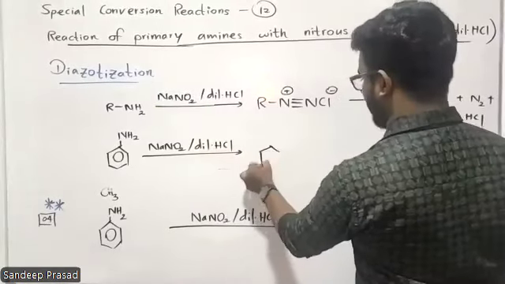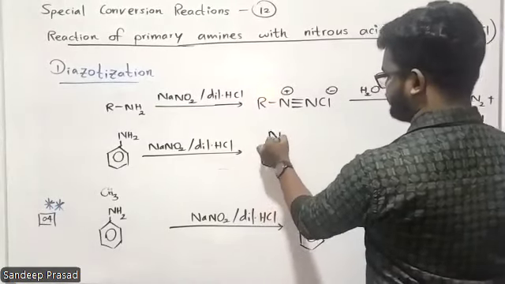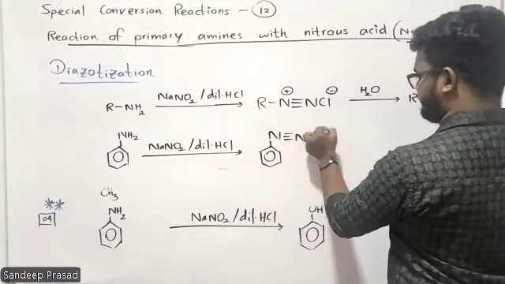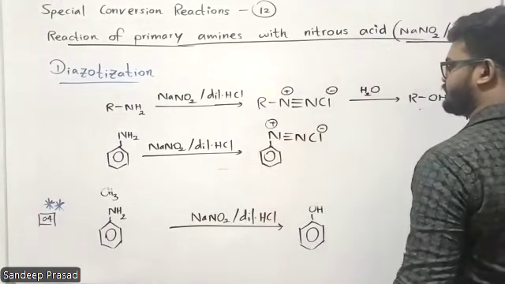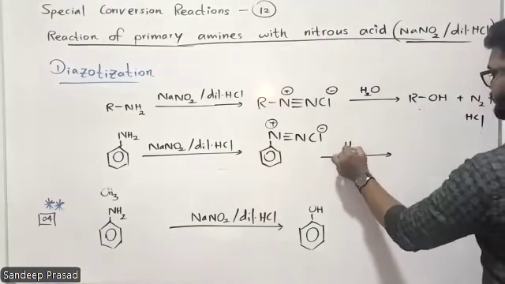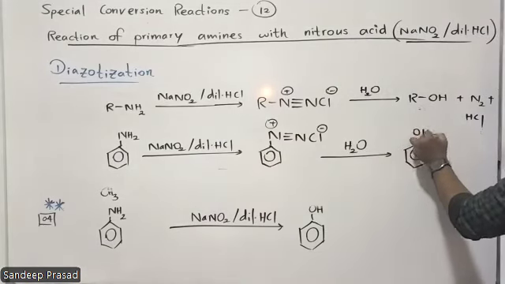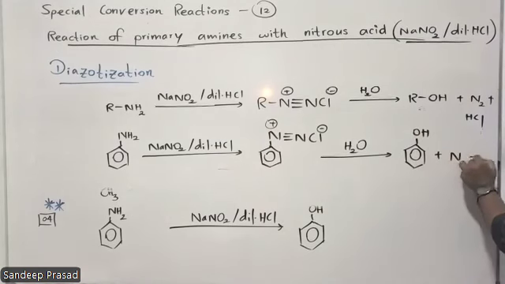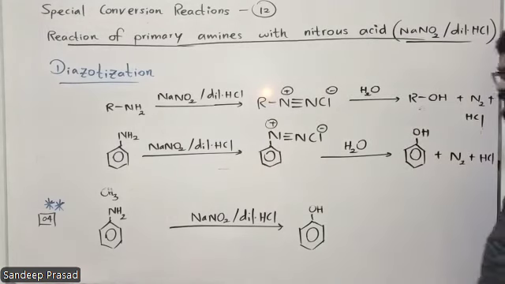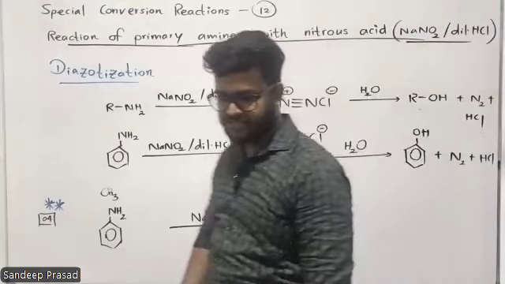Then it is producing aryl diazonium salt, Cl minus, N2 plus. So when we add water, what will happen? This is converted into phenol. Nitrogen gas is liberated, and HCl is formed. Actually, this is the reaction.